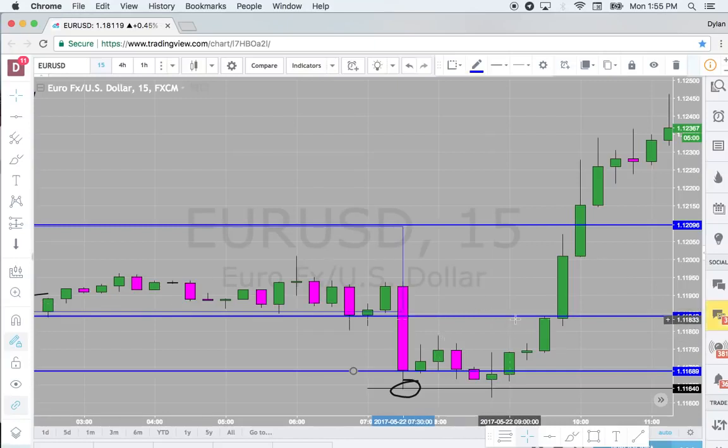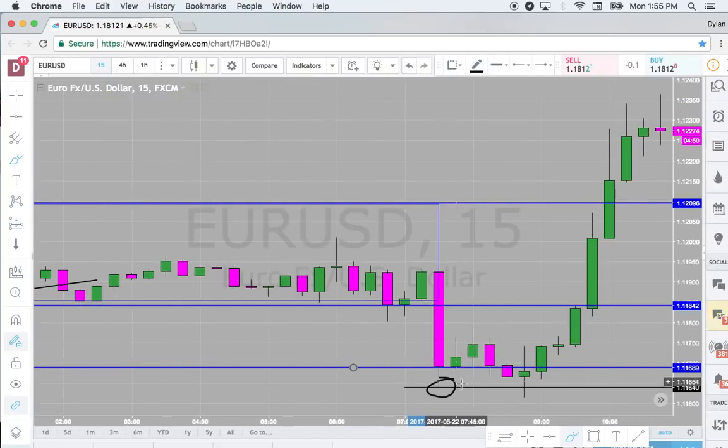I do not use support and resistance. Disclaimer: this is just for show purposes, to show you guys how retail traders think and how it's being used against them. Their own knowledge is being used against them. So this W formation forms on the support, right?